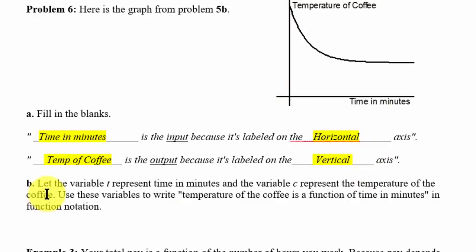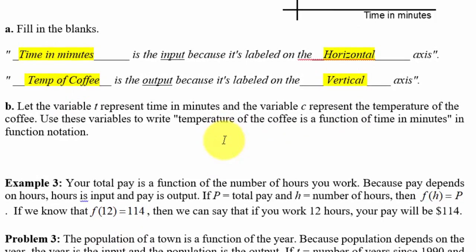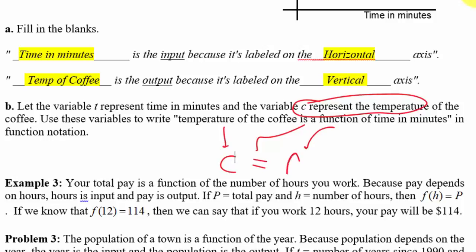And then the last part, part B: let variable t represent the time in minutes and the variable c represent the temperature of the coffee. And here we go, in terms of function notation. So temperature of coffee, we're going to use C for the temperature. C represents the temp. So C, there's temperature. I see the word is, I know that's equals. I see the word function of, so that's f and open parentheses. And whatever comes after function of goes in the parentheses, in this case t. That's our function notation.